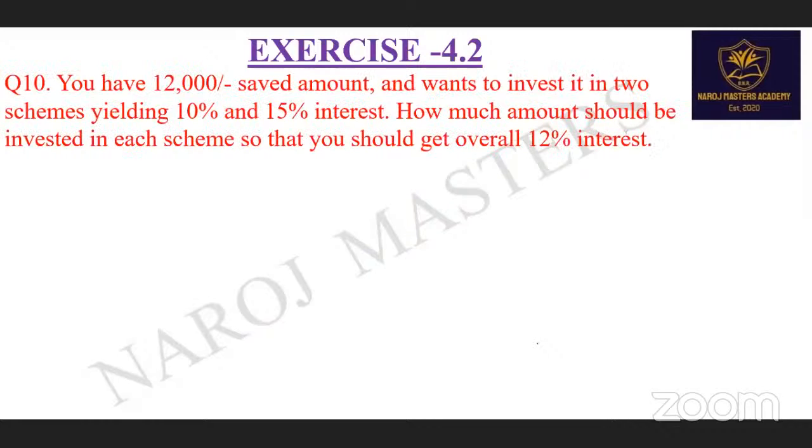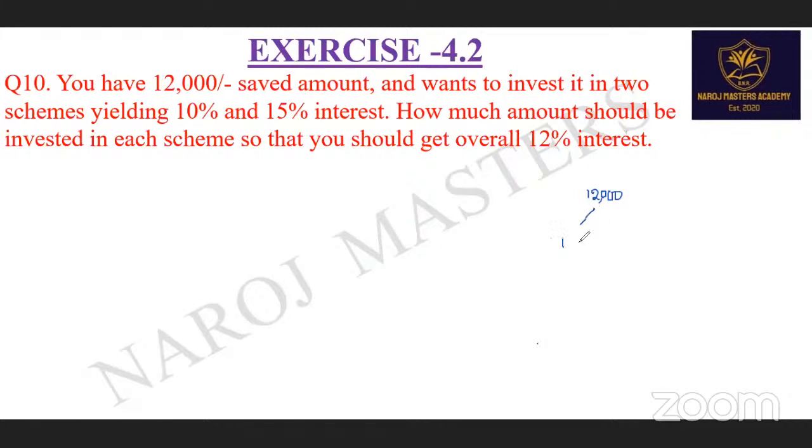You have 12,000 saved amount and want to invest in two schemes yielding 10% and 15% interest. How much amount should be invested in each scheme so that you should get overall 12% interest? So basically, just assume yourself without solving this equation. You have 12,000 rupees in your hand.